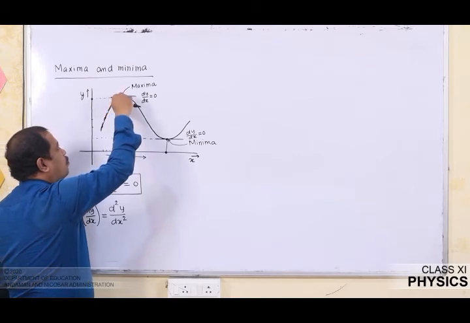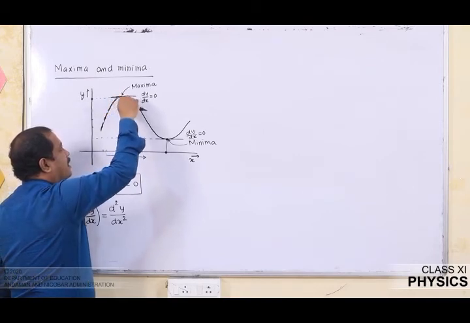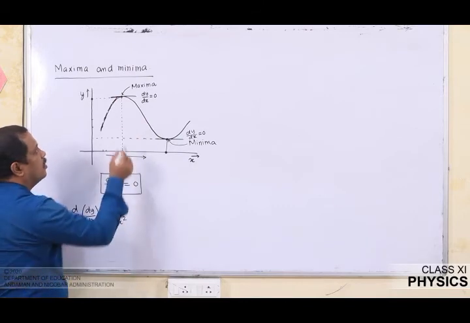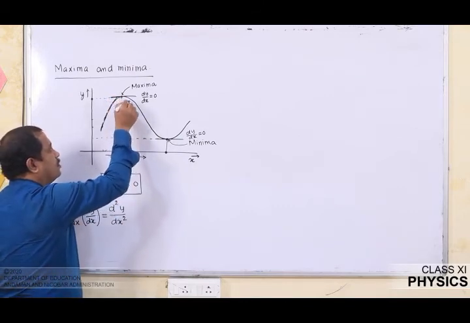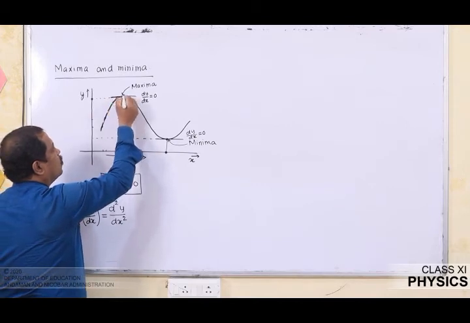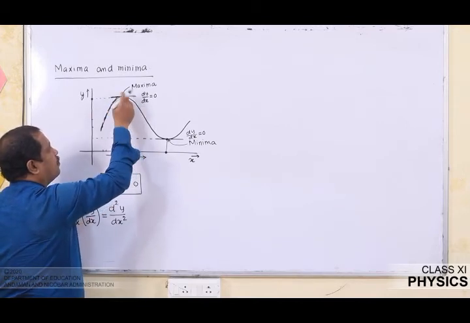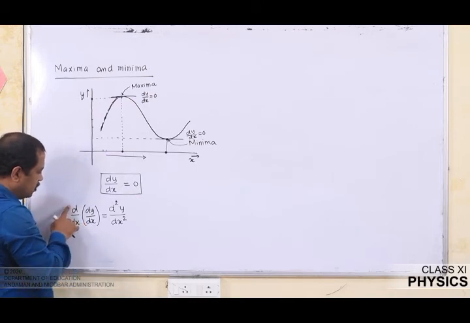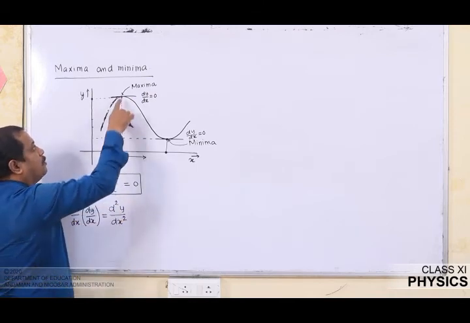0, then slope of slope turns negative. Here the slope of slope turns negative. This is the slope, positive slope, negative slope, this is negative. So slope of slope turns negative. That means slope of slope turns negative. That means that is maxima.